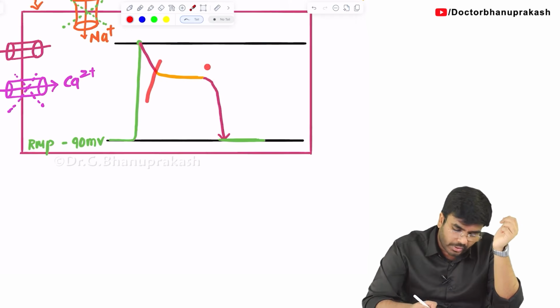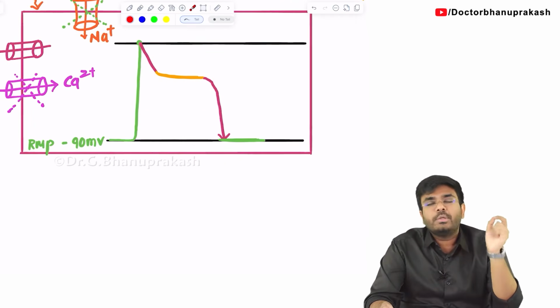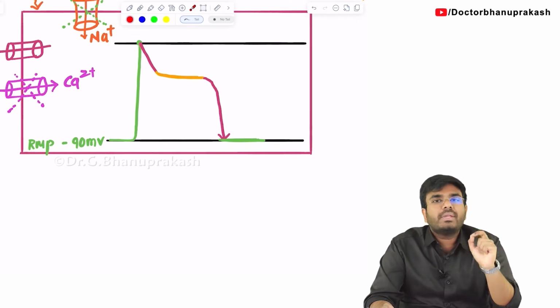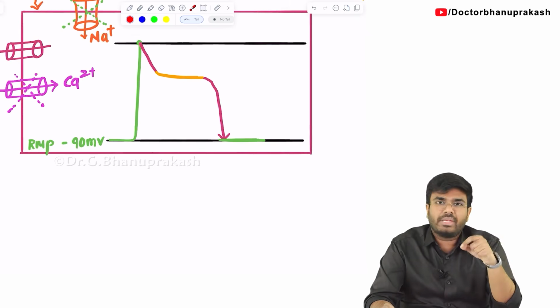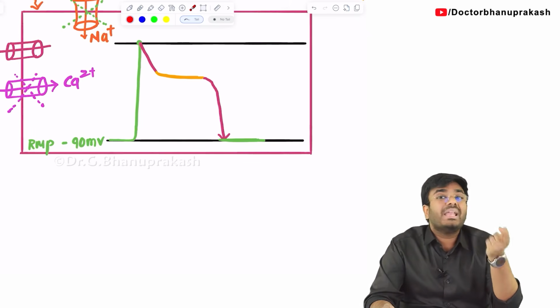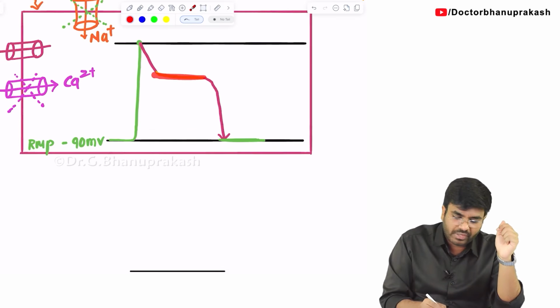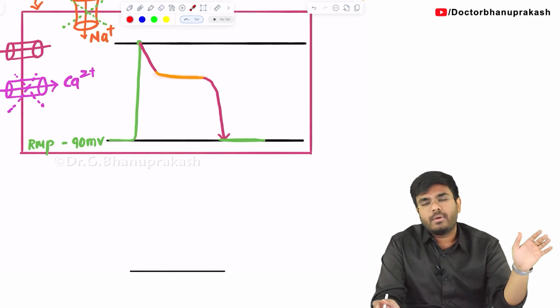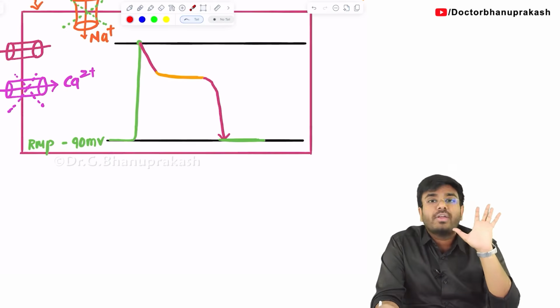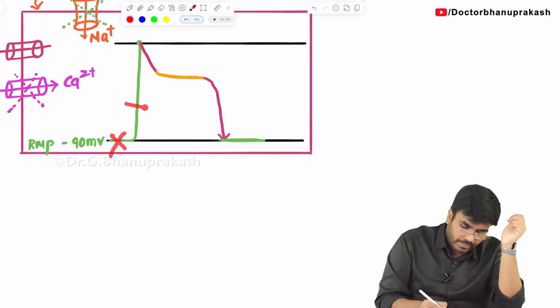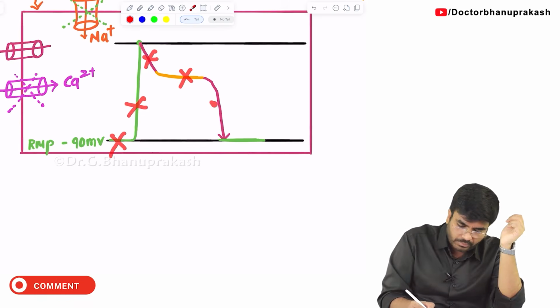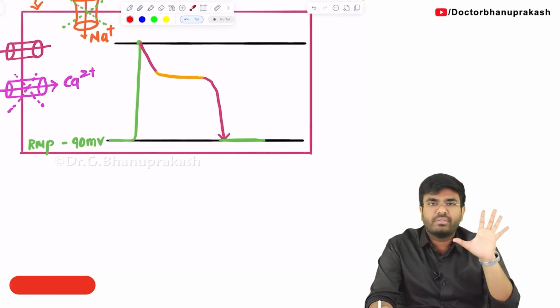In between this repolarization, there is a phase of plateau. During the phase of plateau, at the same time potassium is going out as well as calcium is coming in. The potassium efflux is balanced by the calcium influx. So that's why the voltage within the cell for a brief amount of time is going to be constant. So how many phases are there total? In total 5 phases. Look here, 1, 2, 3, 4, 5.